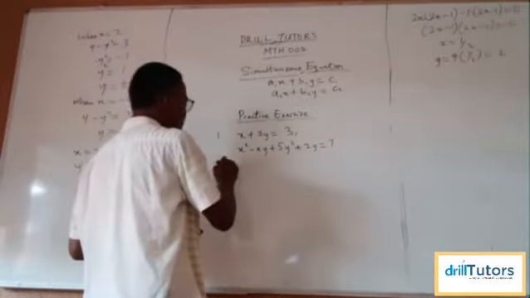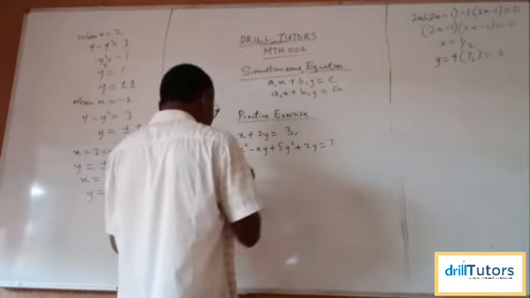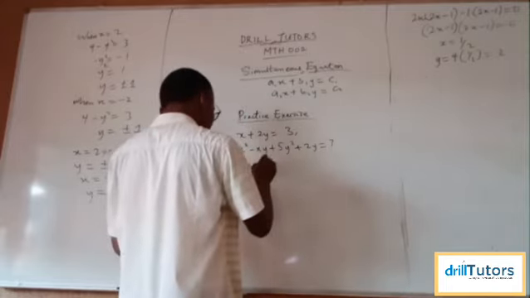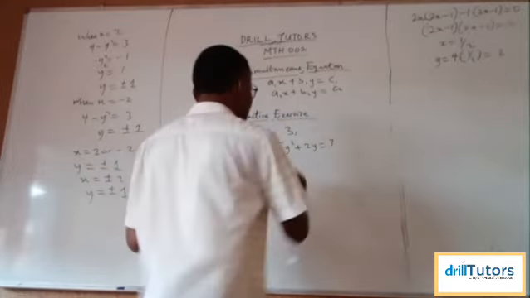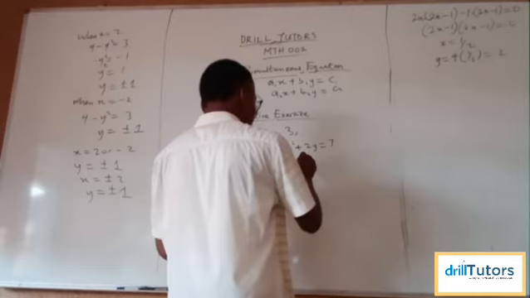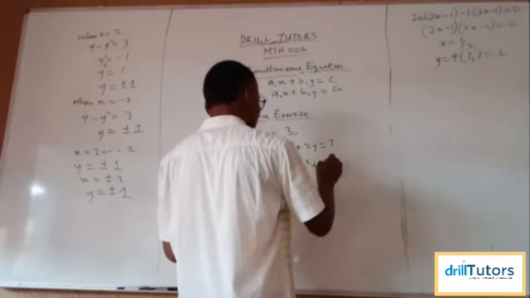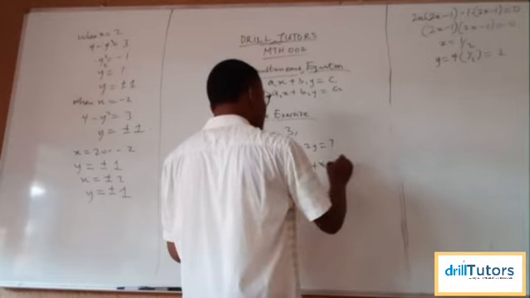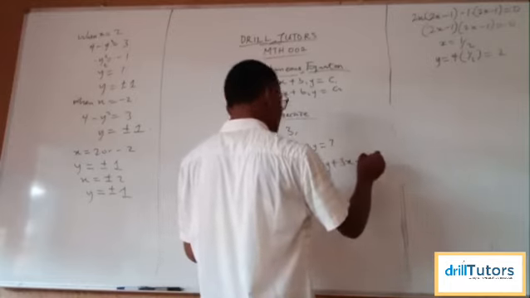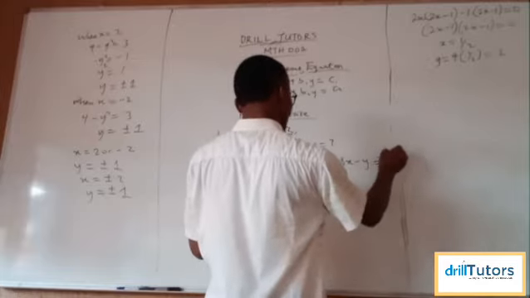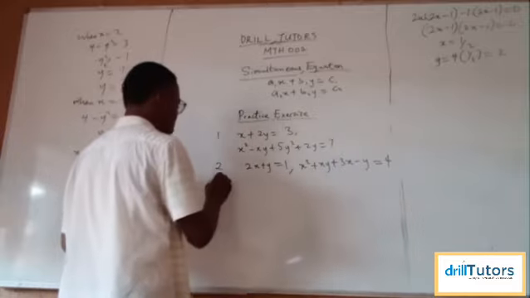The second one is if you have 2x plus y to be equal to 1 and you also have x squared plus xy plus 3x minus y to be equal to 4. What is the solution to this set of equations?